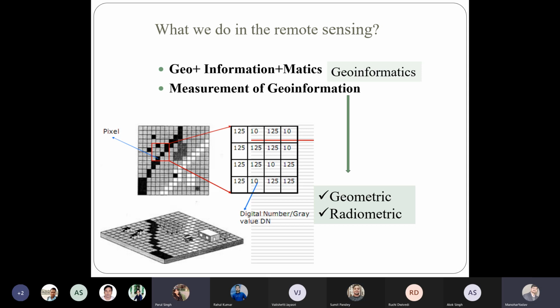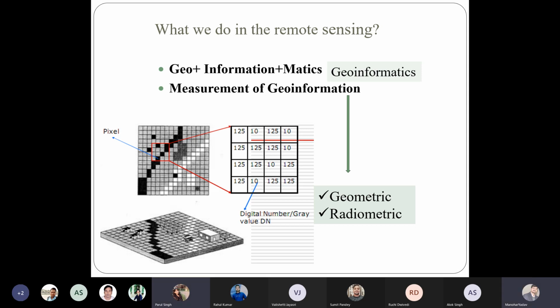Yes, sir. In remote sensing, we detect or monitor the physical characteristics of the Earth's surface by reflection and emission of radiation from the object.